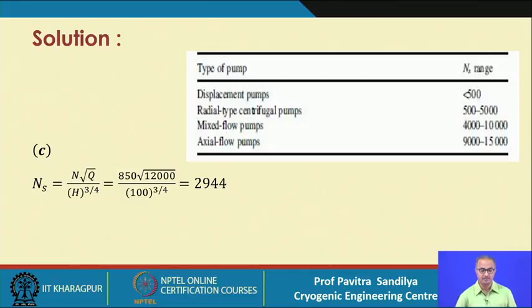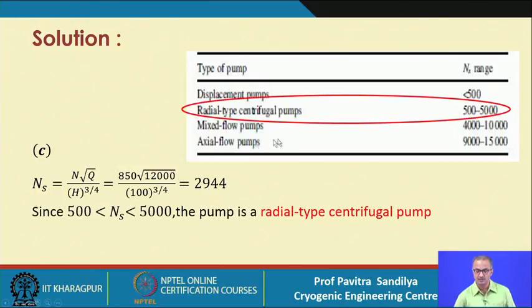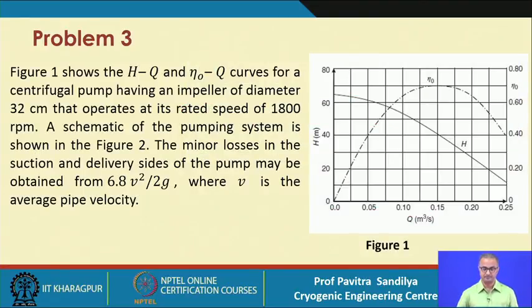Now, to decide the pump, again we find the value of NS. We plug in the values of N in terms of RPM, Q in terms of GPM, and H in terms of feet, we get this value, and from this particular chart which we saw earlier, we find that this NS comes in this range, and for this we are recommending the radial type centrifugal pump. So, this is how we are able to select the pump for this particular application for the model pump.